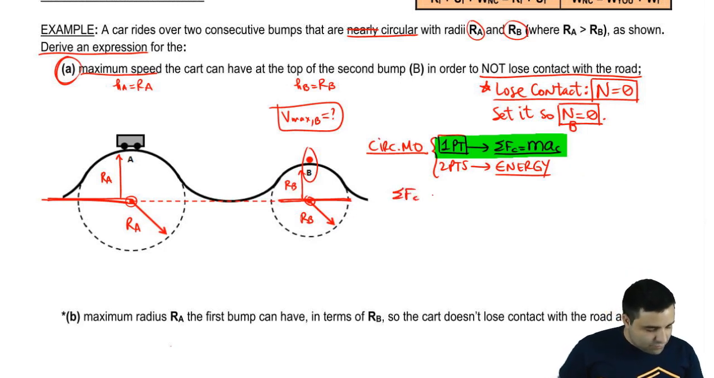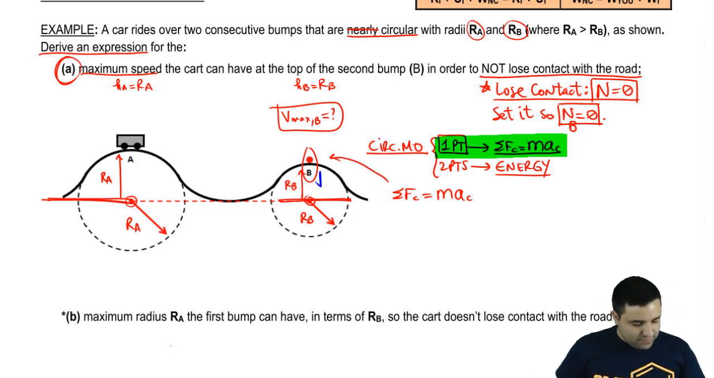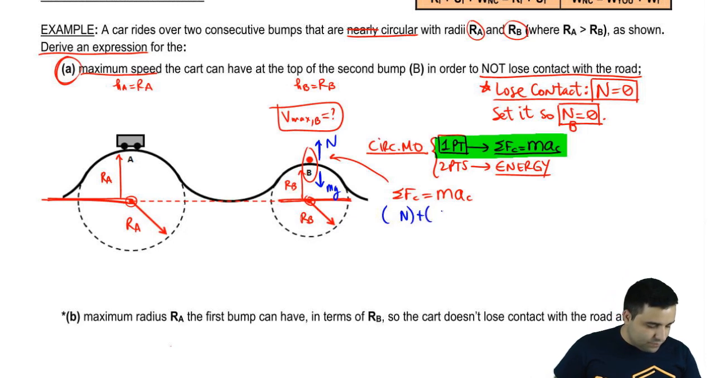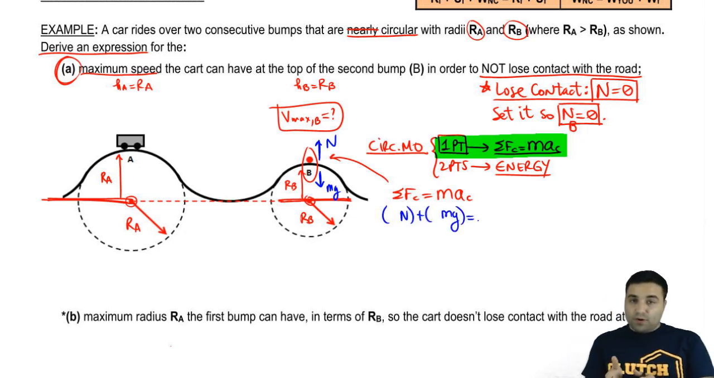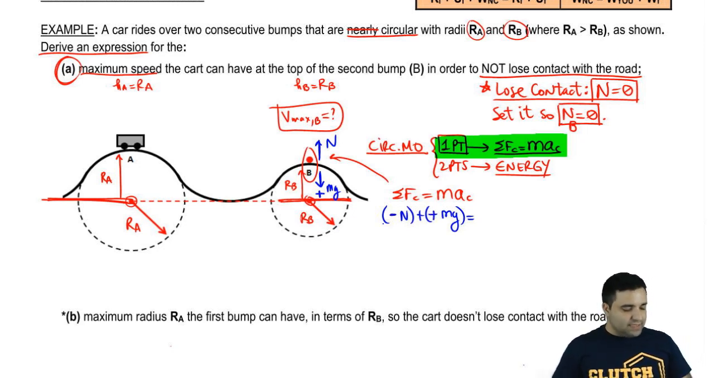Sum of all forces centripetal equals ma centripetal. And this is at point B right here. So what are the forces at point B? There's mg pulling you down and there's normal pushing you up. Normal plus mg. We haven't done signs yet. Let's talk about that now. In centripetal force problems, forces going towards the center are going to be called positive, so mg is positive, and away from the center will be negative, so normal is negative.